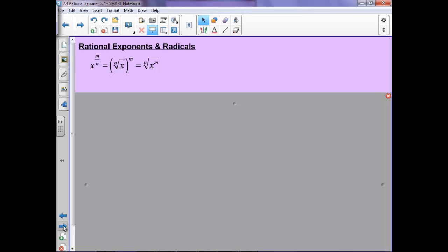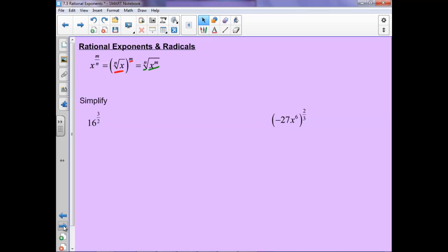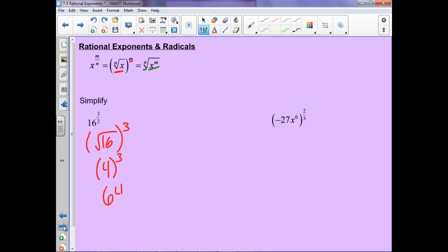So this is telling us what we just were figuring out. It doesn't matter whether we do the root first and then take the exponent, or do the exponent first and then take the root. So for this first one, 16 cubed is going to be a large number. So let's go ahead and do the square root of 16 and then cube that. The square root of 16 is 4. When we cube 4, we get 64.